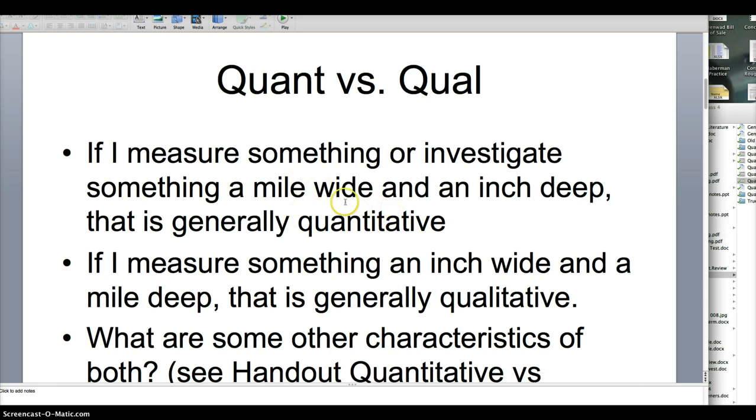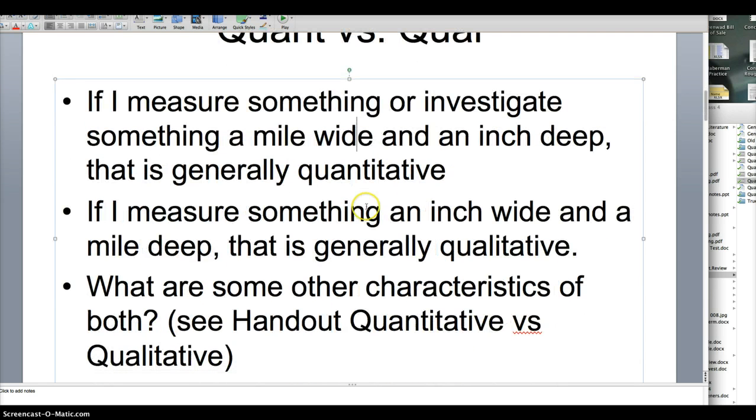So in general, quantitative research means if we're measuring something or investigating something a mile wide and an inch deep, that's generally quantitative. They tend to have large samples that you can make generalizations to a population about those. But the drawback to it is because you're dealing with so many people, you don't get to know a whole lot about them. Qualitative research, on the other hand, is if you measure something an inch wide and a mile deep. Basically, what we're saying is there's not a lot of people that we can talk about, but we know a whole lot about those, the characteristics of those people.